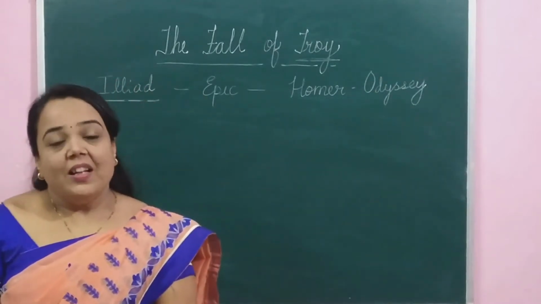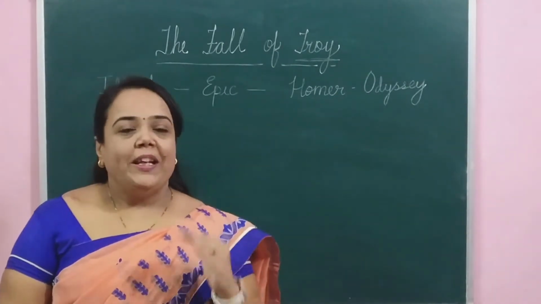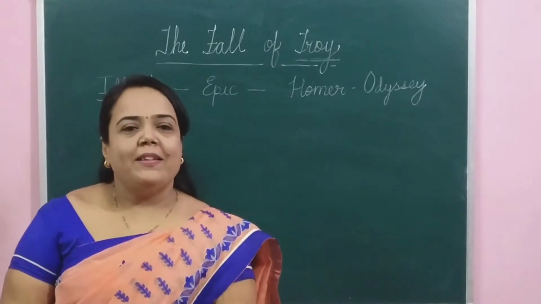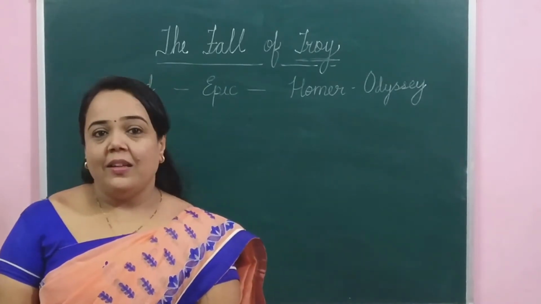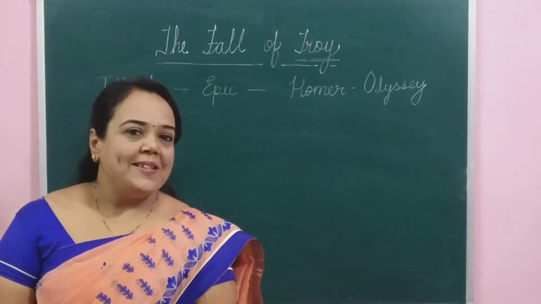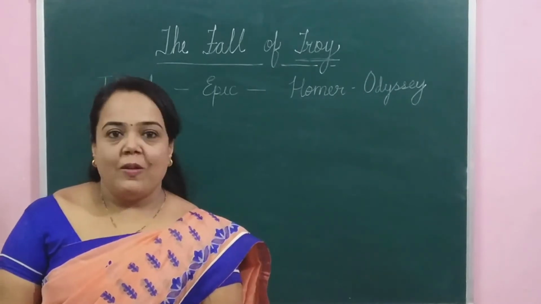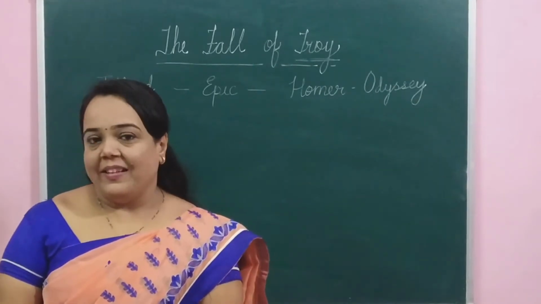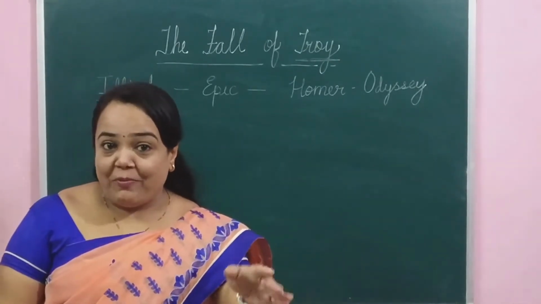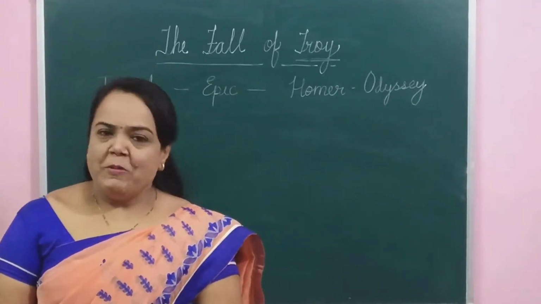Hello students, this is the second part of the video in which we are studying the story The Fall of Troy. In the first part itself I told you that it is from the epic Iliad written by Homer, who has also written Odyssey. Now both Iliad and Odyssey are known as epics. What is an epic? A long narrative poem. Which are the other epics from India that we are well known with? Ramayana and Mahabharata. Similar story.